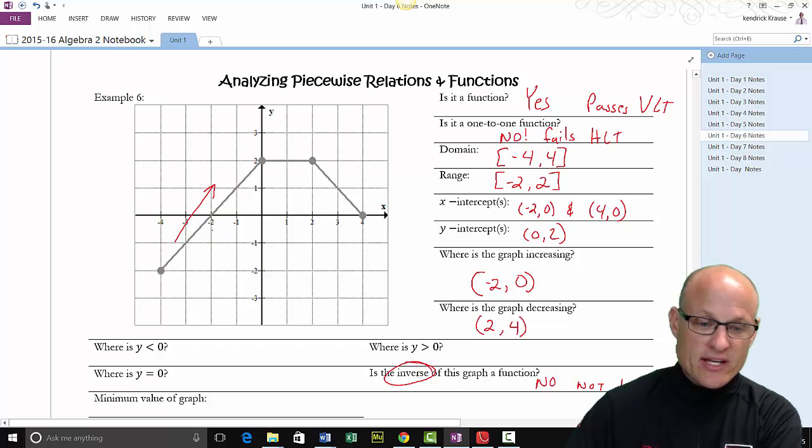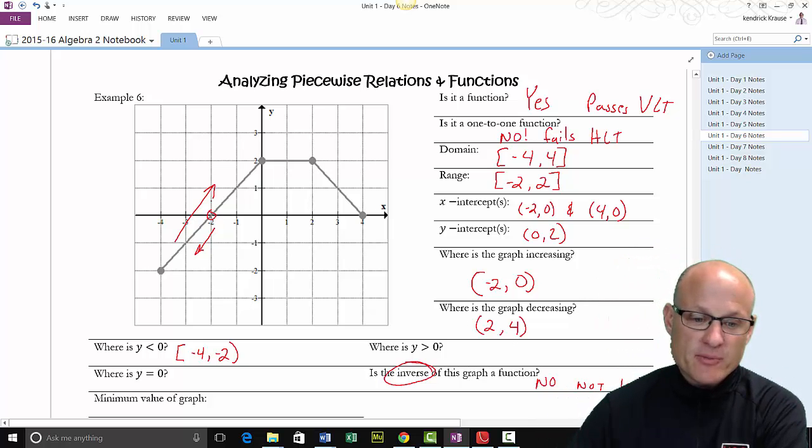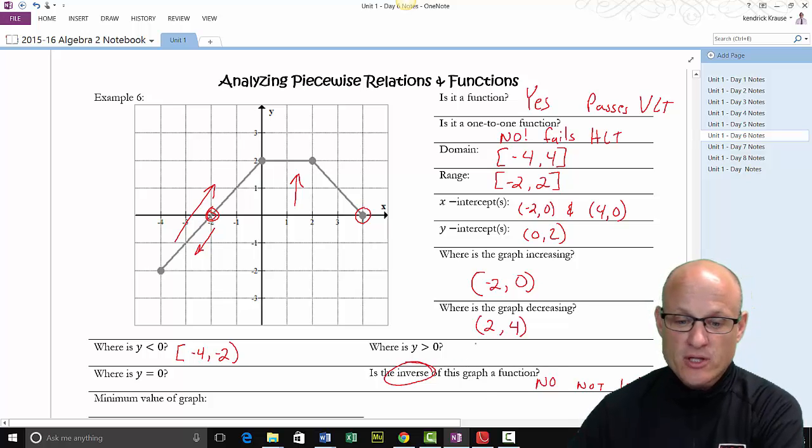Where is it negative? It's negative below the x-axis. So it's negative, bracket, from negative 4 all the way to negative 2, but not including negative 2, because at negative 2, that's when it's equal to 0. Remember that, okay? Where is it positive? It's positive from here all the way over to here. So from negative 2 to positive 2, it's above the x-axis, so it's positive, but you can't include those endpoints because those are zeros, negative 2 to positive 2. And where is it equal to 0? When x equals negative 2 and when x equals positive 2. And what is the minimum value of this graph? The minimum value of this graph is negative 2.